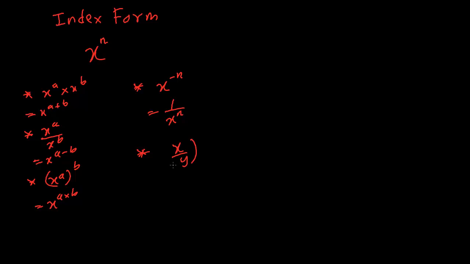Then when we have a negative index, it's a reciprocal. Then when we have division and a common power, we can write them with the individual power for each. And same with multiplication. When we have x into y to the power n, it would be x to the power n multiplied by y to the power n. Now these are rules for simplifying.